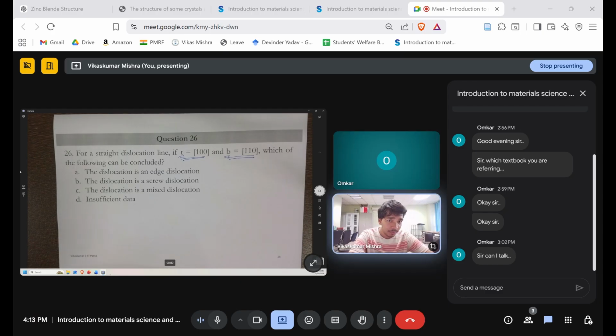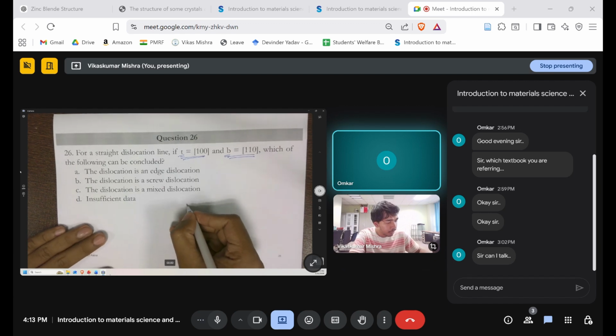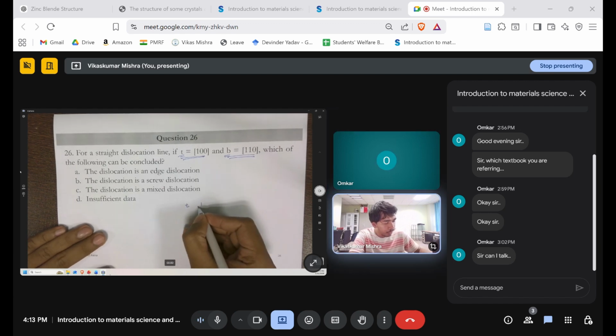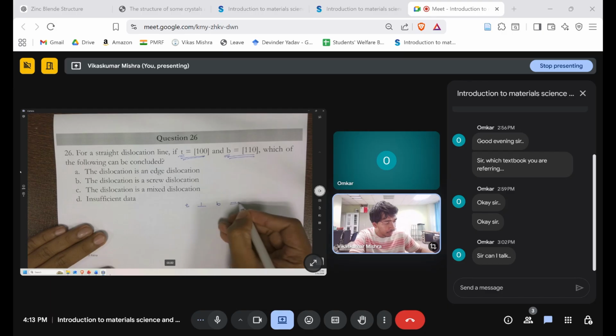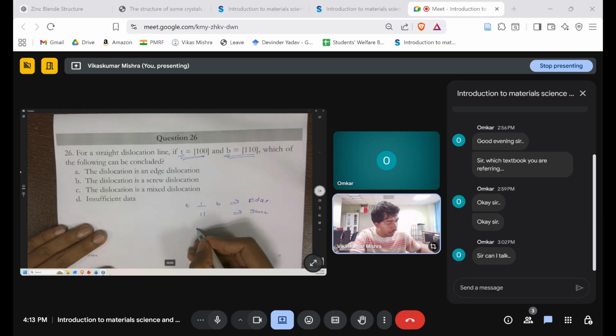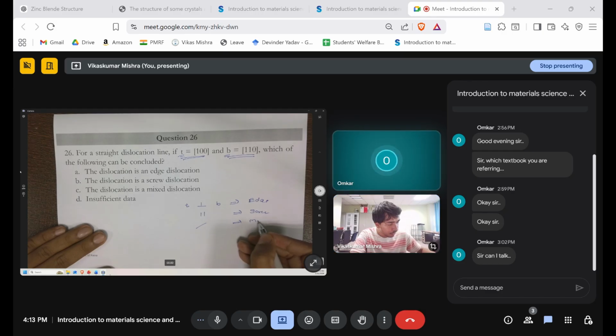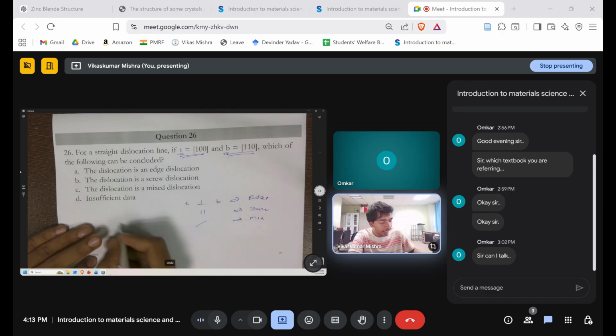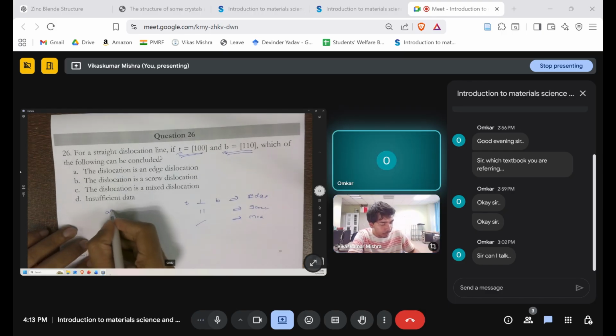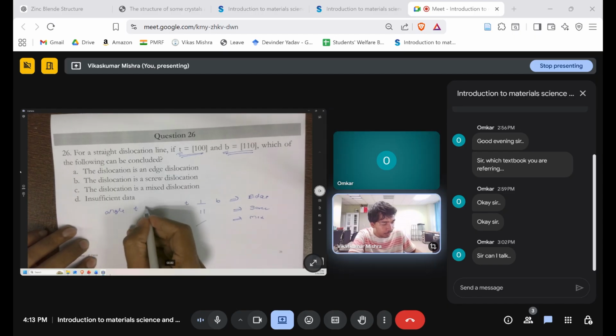That will not be that helpful. What we need to know is, if we know the tangent vector, if it is perpendicular to the Burgers vector, it's an edge. If they are parallel, screw. If they are somewhere in between, then it's a mixed one. So what we need to find is the angle between the tangent vector and the Burgers vector.